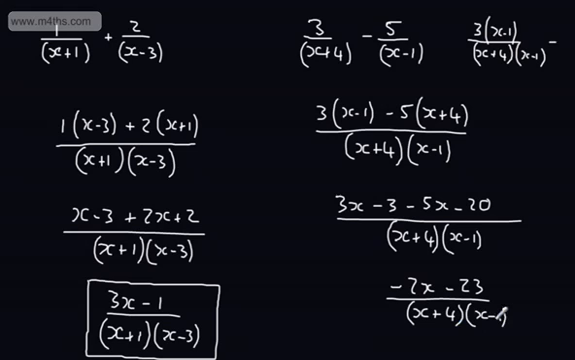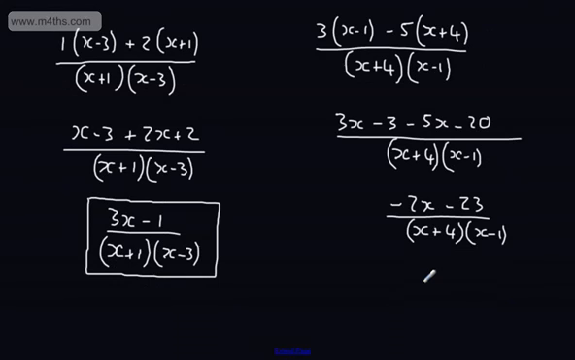Now this can be written in a couple of different ways. I can factor out a minus, so we could write minus the quantity of 2x plus 23 over now these two linear factors of x plus 4 multiplied by x minus 1. So either give exactly the same numeric answer if you sub in a value for x, but it's just a different way of reading it.